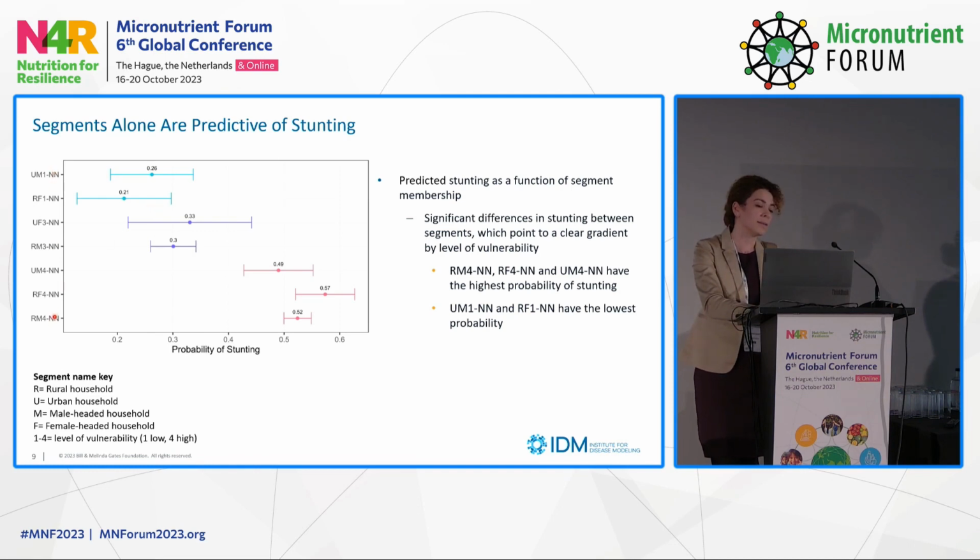The way these segments are ordered is from least vulnerable to most vulnerable on the y-axis, and we see that the probability of stunting among the most vulnerable segments, such as UM4 and RF4, is much higher than the stunting probability among the least vulnerable segments.